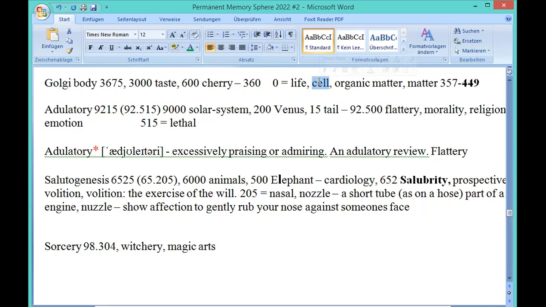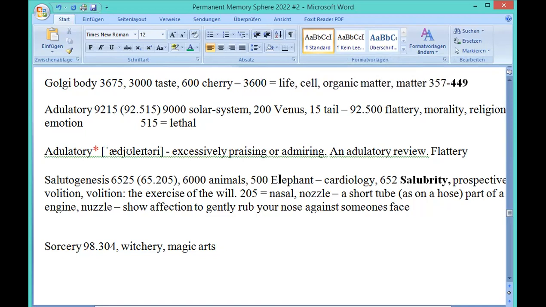Anyway, so it's about life. And life is the number 360 and cells. So a cell, a living cell, organic matter is the absolute headline. And under the organic matter comes the word life. And in life, there are all sorts of other synonyms like cell. Okay. So 360. How do I get into the permanent memory sphere?